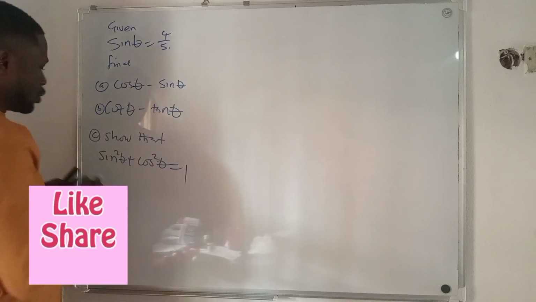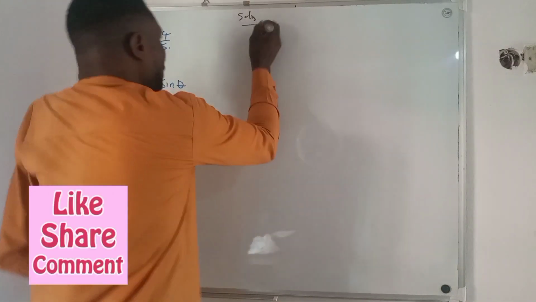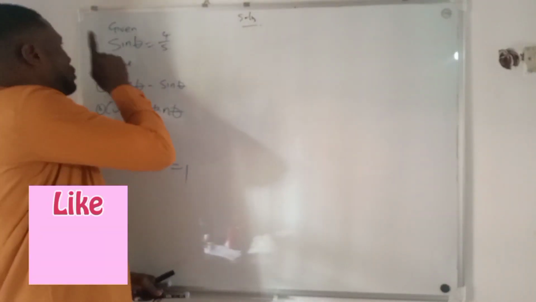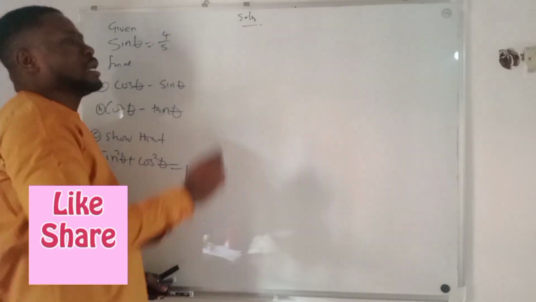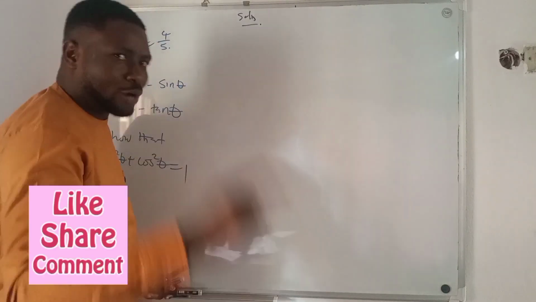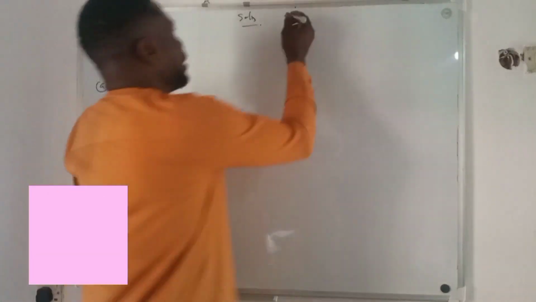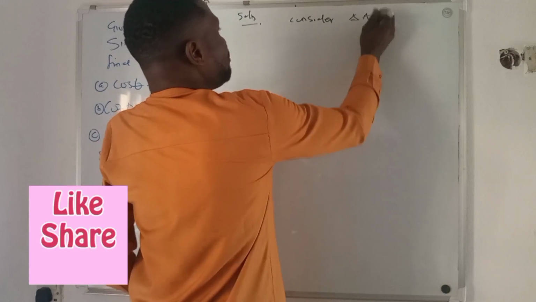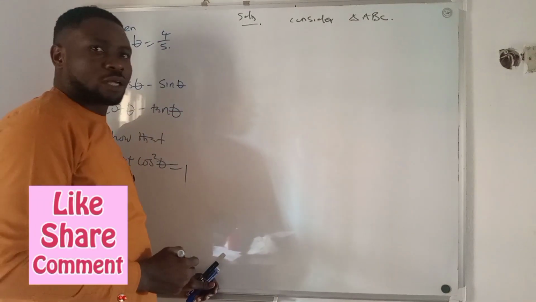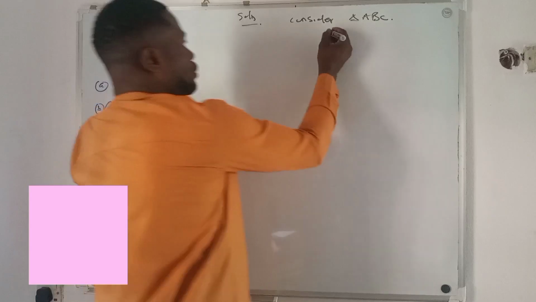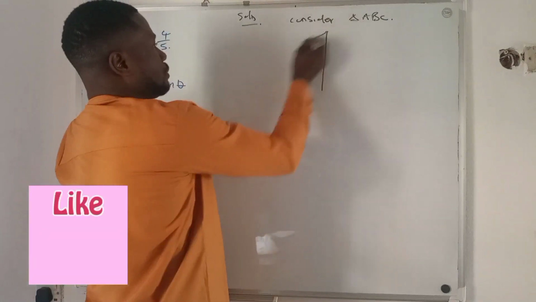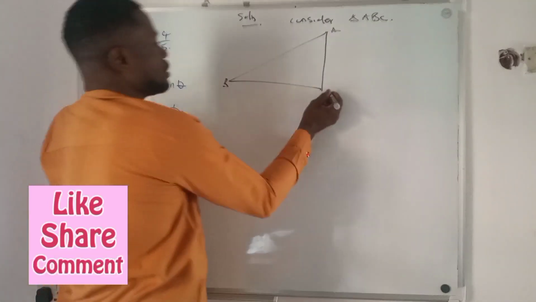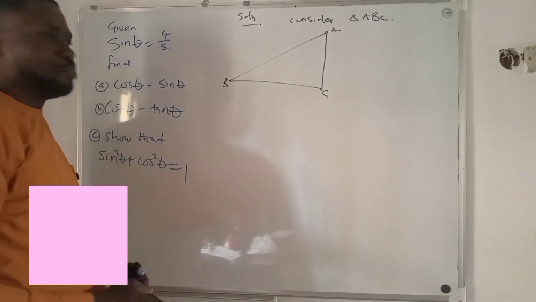Now solution. For you to answer this, you must always remember that because it is sine, it has to be applied to a right angle triangle. So I would say, consider a right angle triangle ABC. Supposing we have a right angle triangle ABC. I will draw the right angle triangle ABC.